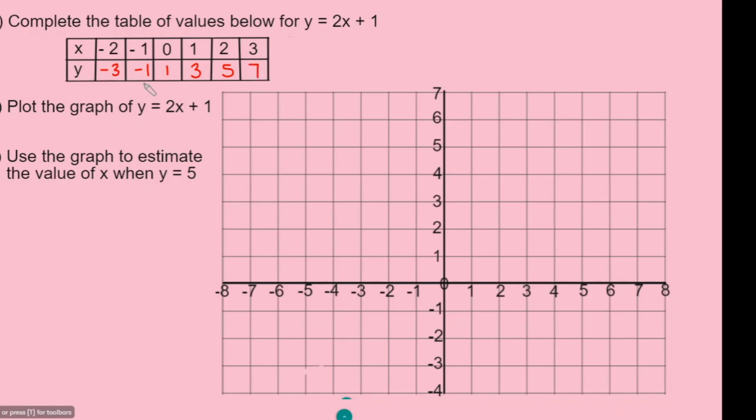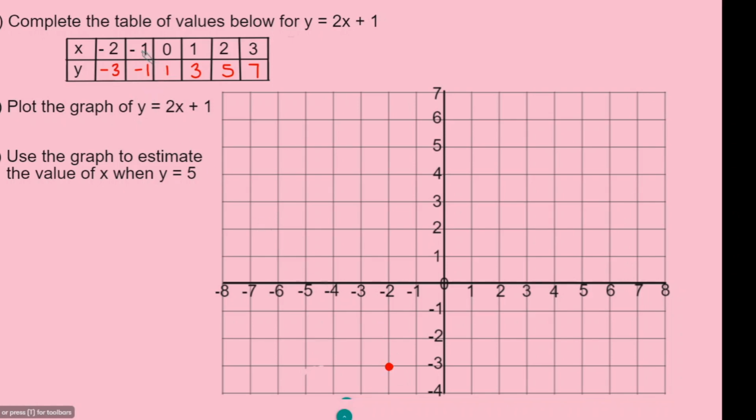So we have the tables now completed. The next question says we got to plot the graph for this equation, y equals 2x plus 1. And we know this equation really got these coordinates, so we're going to use them here in the graph. So let's start with the first pair of coordinates. When x is minus 2, y is minus 3. Okay, I think I'm going to have the points here.